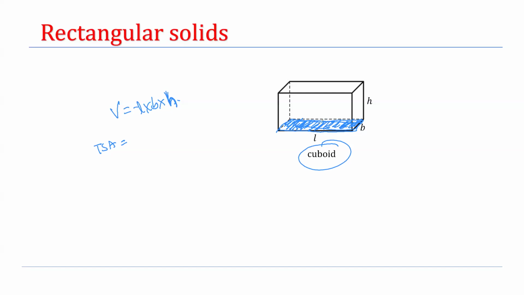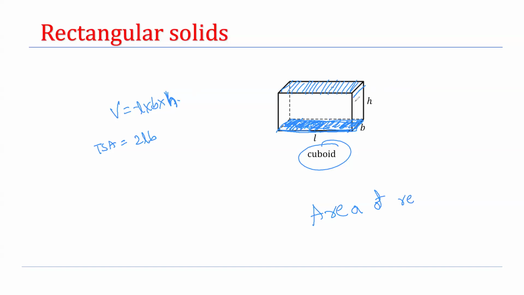No, no, no. See, what is the area of a rectangle? Sir, L into B, sir. L into B, right? So here this is L and this is B. So this area is length into breadth. What will be this area, this top area? L into B, sir. So this is also L into B. If you add both of them, you'll get 2LB. This is the area of these two surfaces.